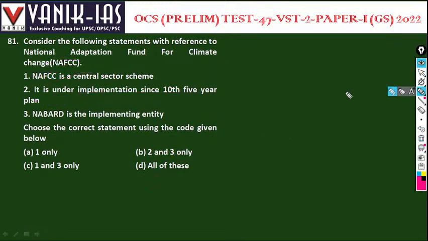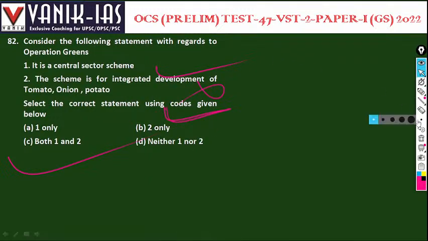Consider the following statements with regard to the National Adaptation Fund for Climate Change. NAFCC is a Central Scheme, that is 100% fund of the center. Yes, that is right. NABARD is the implementing agency. Yes, the most important thing is NABARD is the implementing agency of NAFCC. It is under implementation of the 10th plan. Oh, this is wrong. So only 1 and 3 options are right. After the 12th plan, it's not continuing anymore.